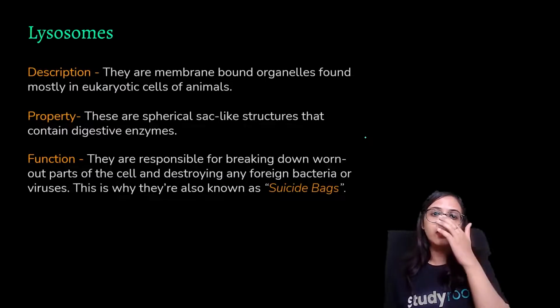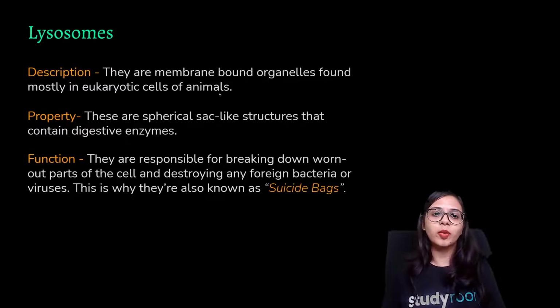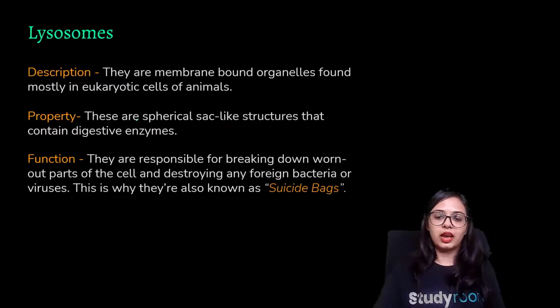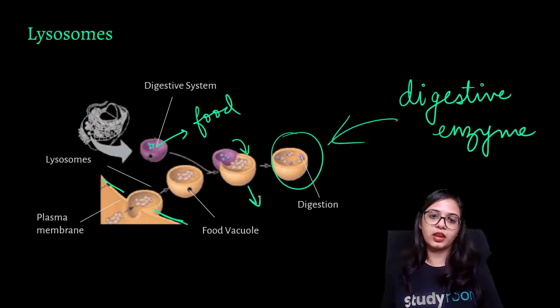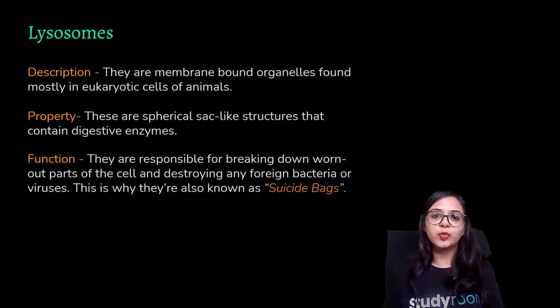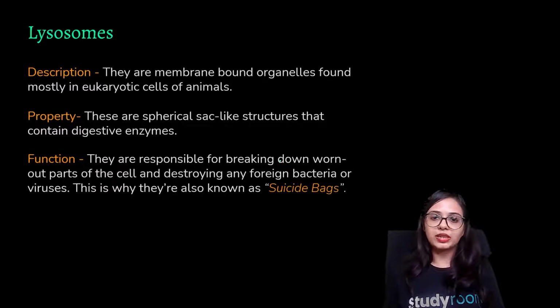Lysosomes are membrane-bound organelles found mostly in eukaryotic cells. These are spherical sac-like structures that contain digestive enzymes, like this spherical, sac-like structure here. They have the digestive enzymes that aid in digestion, and they are responsible for breaking down worn-out parts of the cell and destroying any foreign substance, be it bacteria or viruses. That is why they are known as the suicide bags.